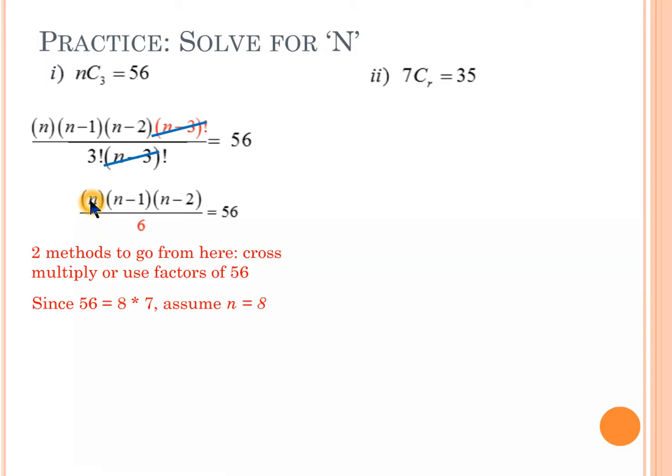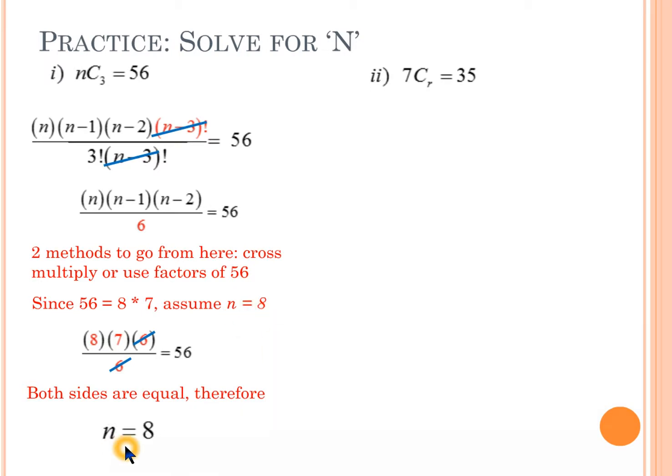So 8 times... if I have an 8 here, then this expression will be 7, since 8 minus 1 is 7. And then this expression here, 8 minus 2, will be 6. So something nice will happen. The 6 here and the 6 there, they'll factor out, and both sides of the equation are equal now. 8 times 7 equals 56. So my guess of n equals 8 is indeed right. So n will equal 8.